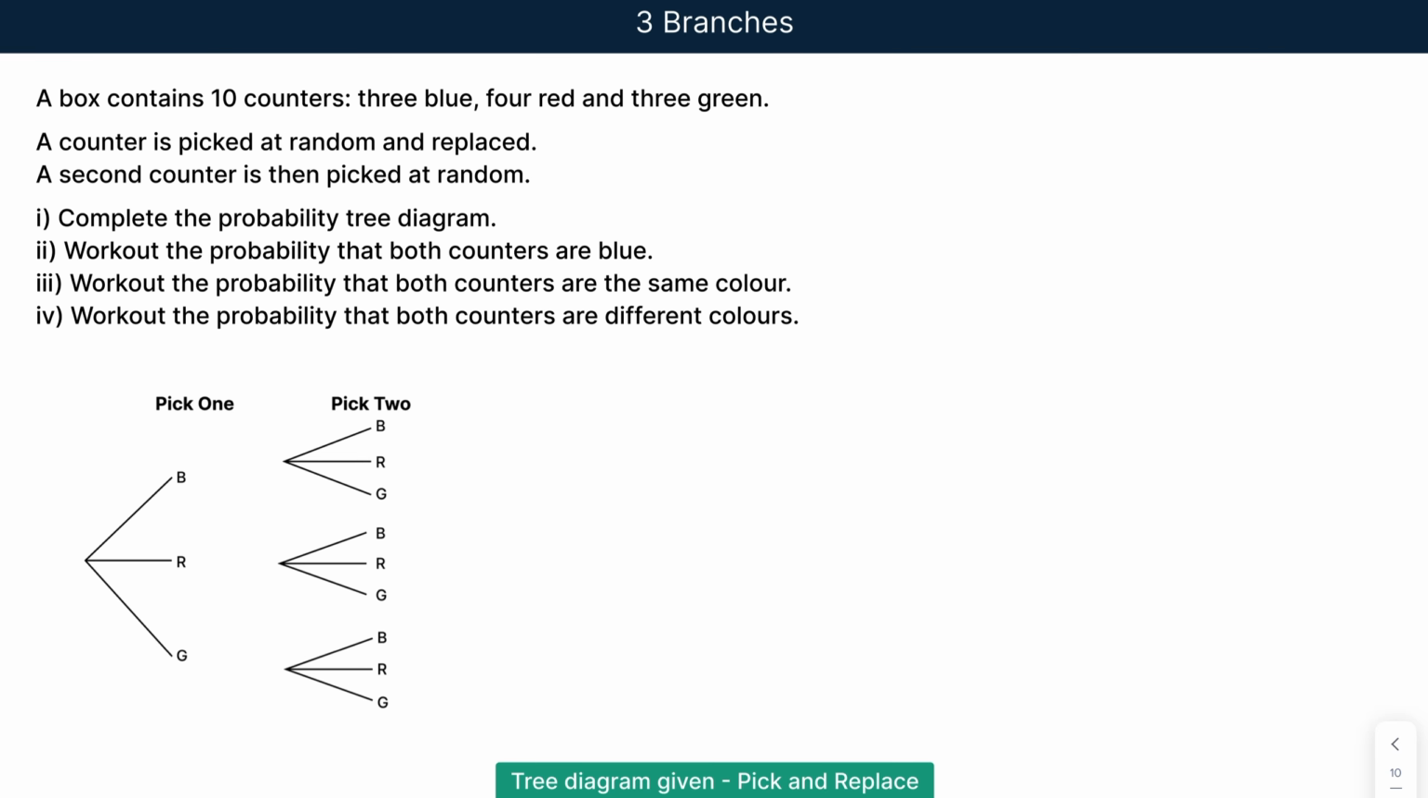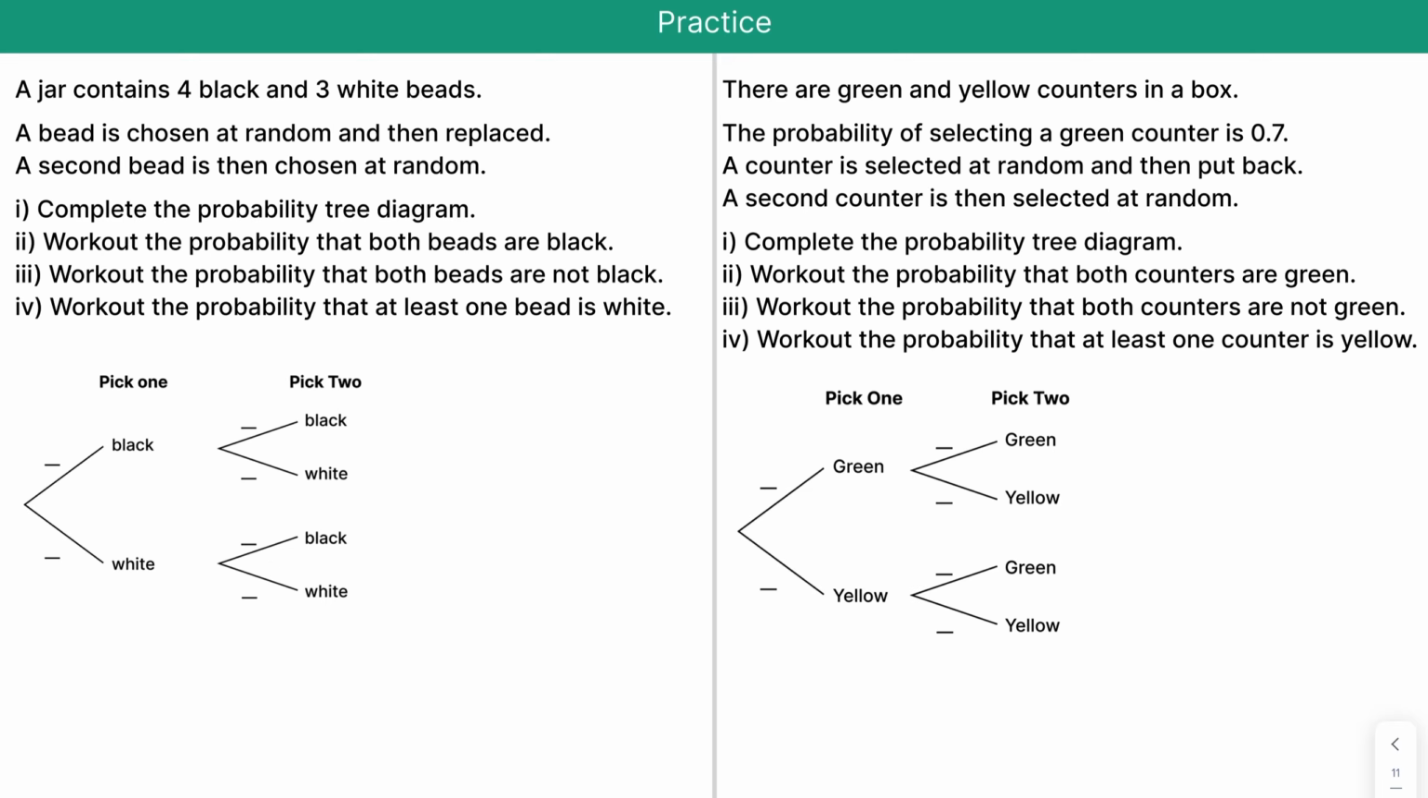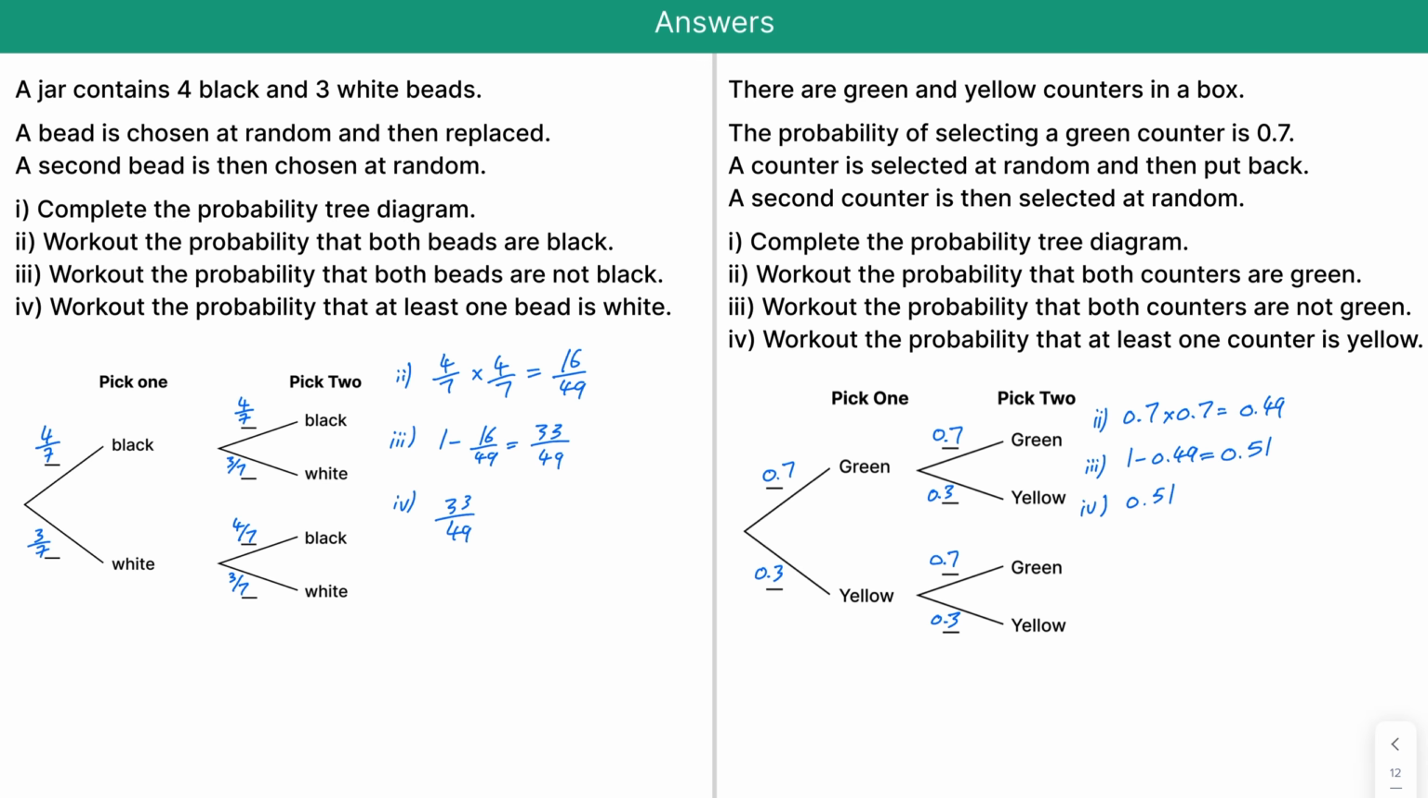Okay, so here are some practice questions. Press pause now and have a go. Here are the answers. Mark your work.